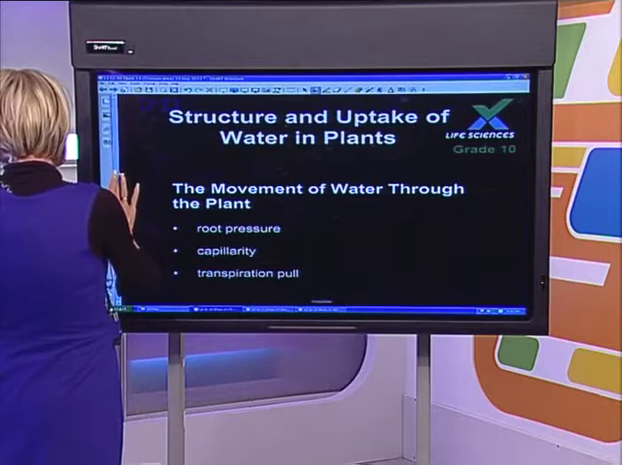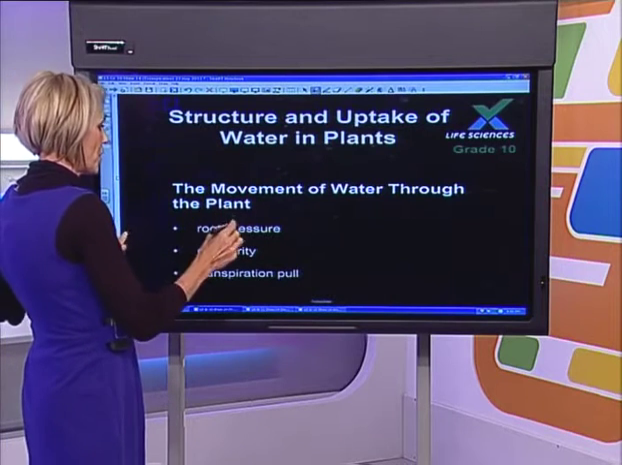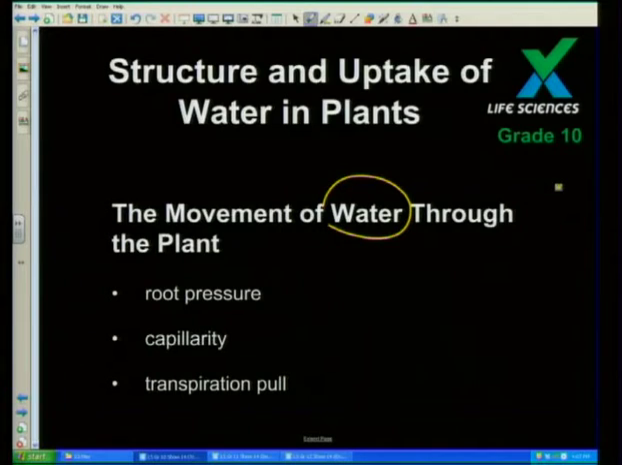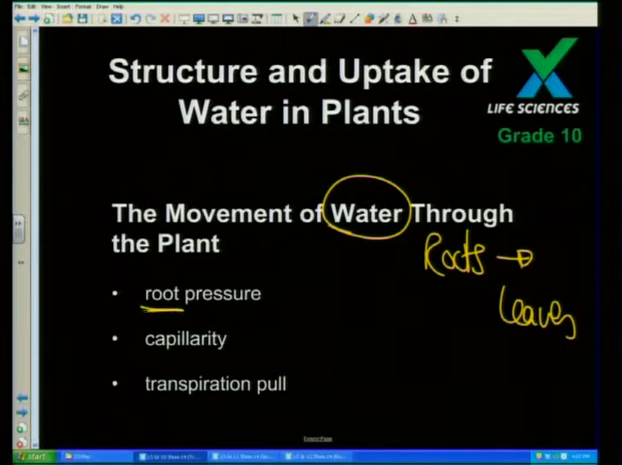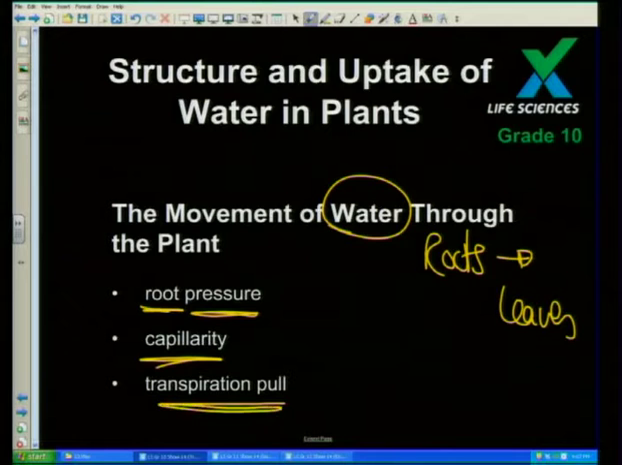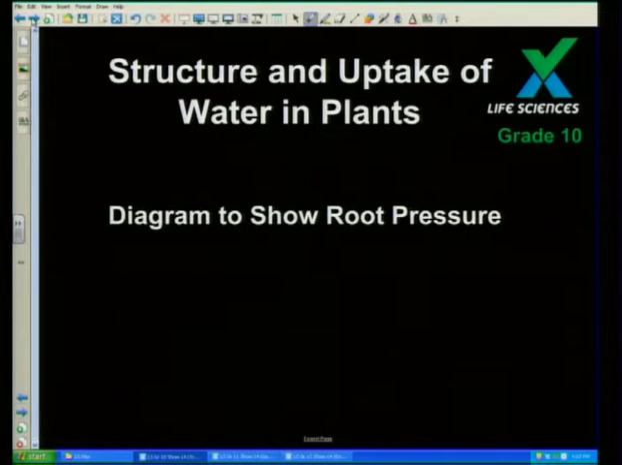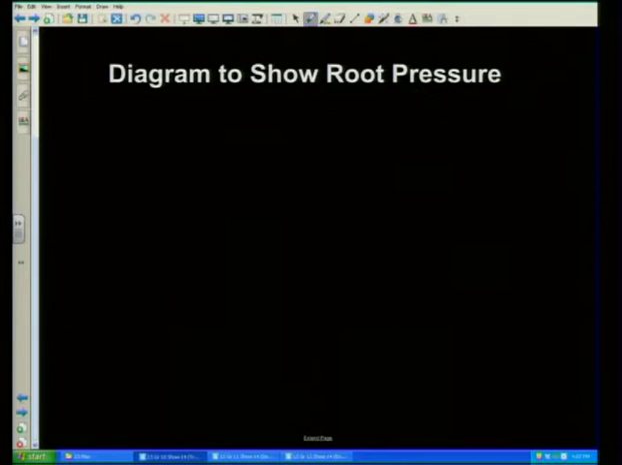Now, if we look at how water moves through a plant, okay, because remember, this is important. We're trying to take it from the roots to the leaves. And between the roots and the leaves, we have a stem. Okay, there are three processes, and these are your three processes: root pressure, capillarity, and transpiration pull. Okay, now we're going to do the whole root pressure thing.